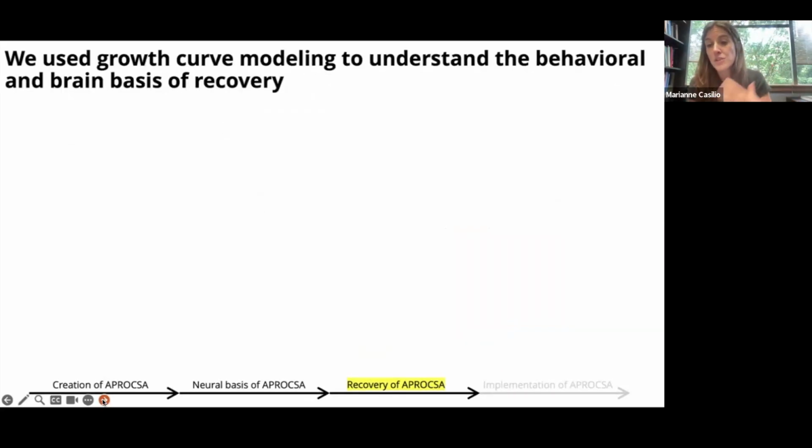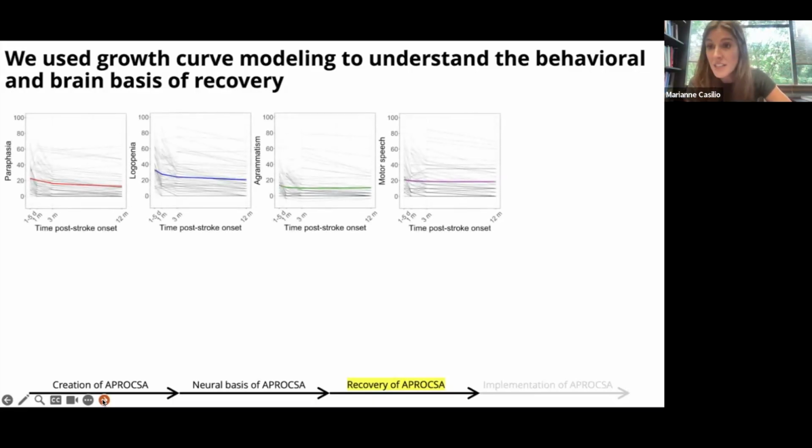The way that we approached this study was that we used growth curve modeling. It's just a type of multi-level model that allows us to actually quantify recovery and add in predictors to see how change over time is associated with outcomes of recovery. I'll talk a little bit more about that in just a second. So we took scores across those 4 time points. What you're seeing here is just the raw data.